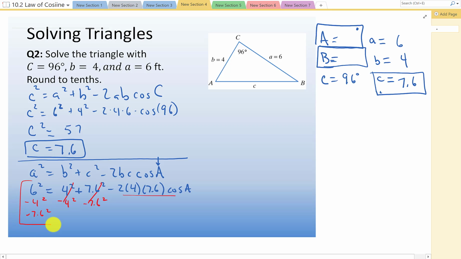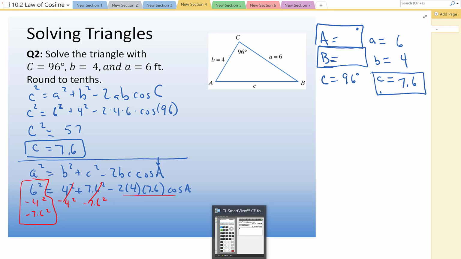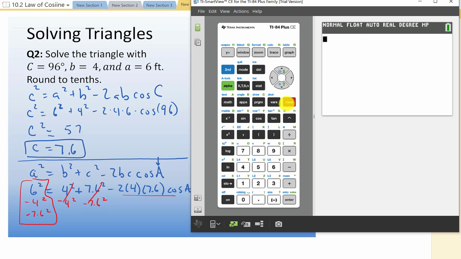And then I've got all this math to do over here. So let's let the calculator figure out the left side of my equation. So that will be 6 squared minus 4 squared minus 7.6 squared, and I get a negative 37.76. While we're at it, let's multiply this part of the cosine. It's 2 times 4 is 8. 8 times 7.6. Enter. 60.8.